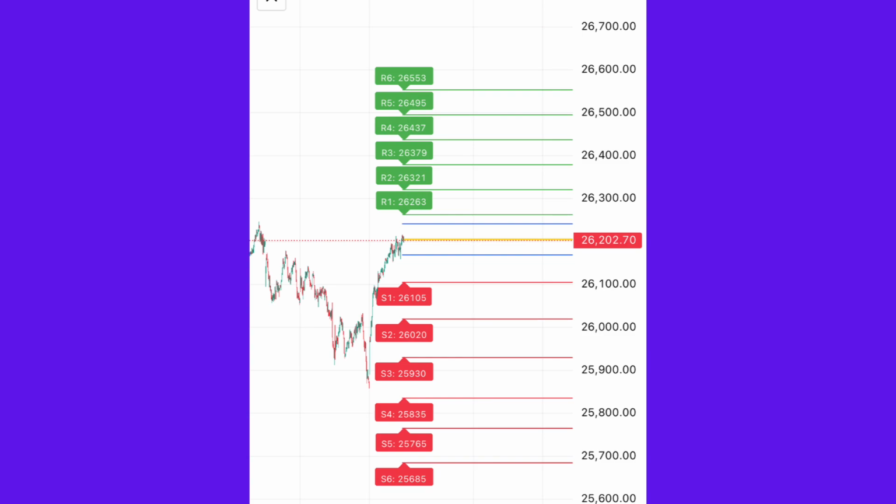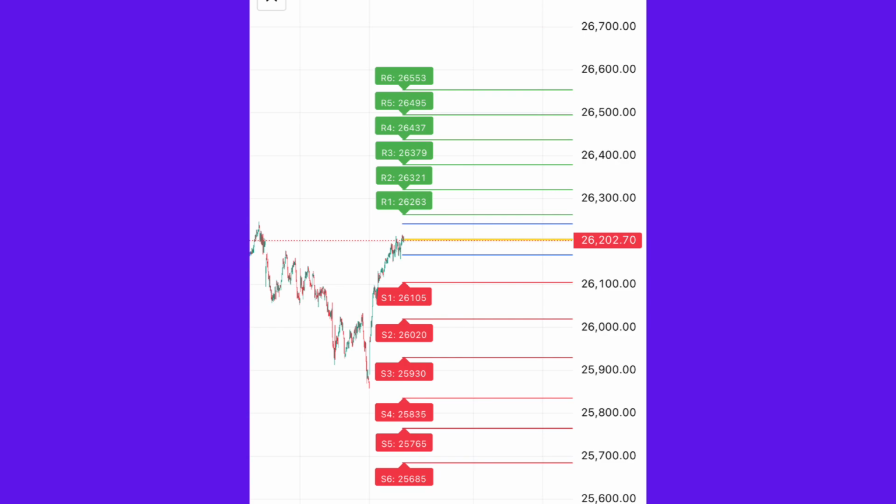Support levels, downside protection. S1, 26,105. S2, 26,020. S3, 25,930. S4, 25,835. S5, 25,765. S6, 25,685. If there is any dip in the morning, S1 and S2 are strong zones for buyers.